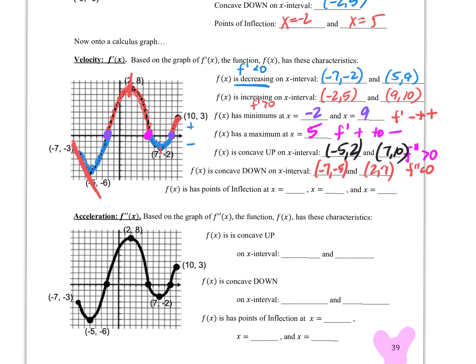Points of inflection. As a reminder, points of inflection are where f double prime changes signs. When I'm looking at a graph of f prime, how do I get f double prime? Well, it's the slope. Where's the slope of f prime changing signs? At negative 5, f double prime went from negative to positive. And where else is that happening?